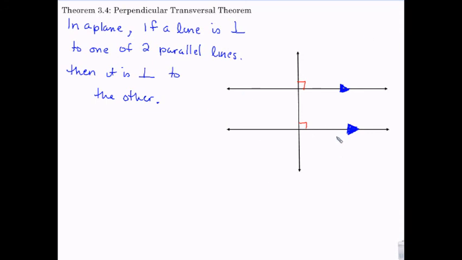They're all perpendicular. That's why I said this is kind of one of those theorems where I'm like, yeah, duh. Because it makes sense, right? If you're 90 here, you're 90 here, you're 90 everywhere. But I have to give you the theorem. So I gave it to you. Now you guys know the perpendicular transversal theorem. Feel special?